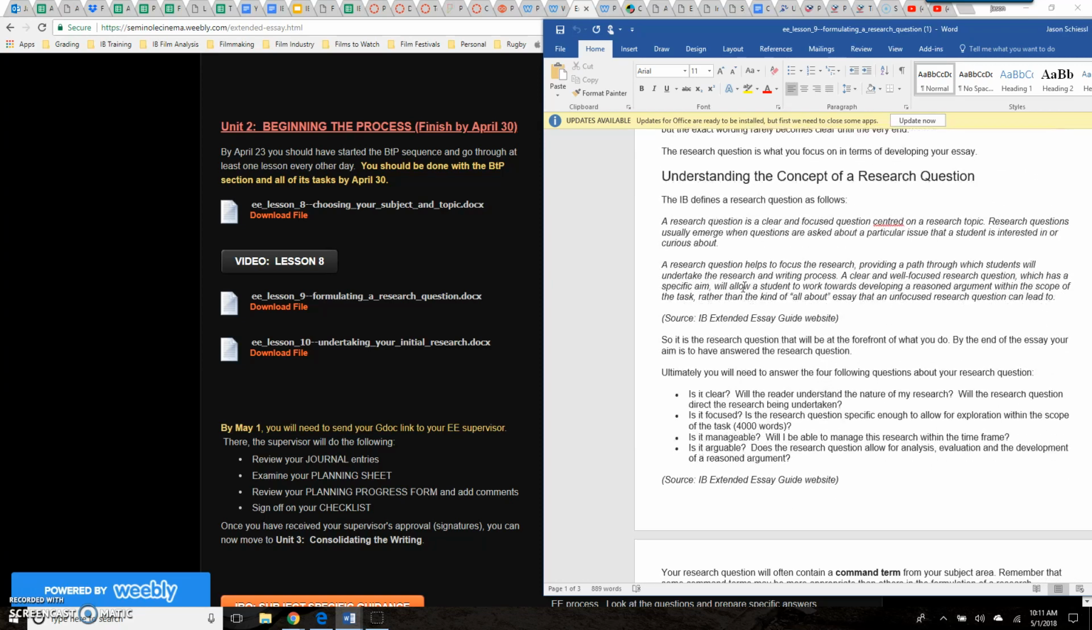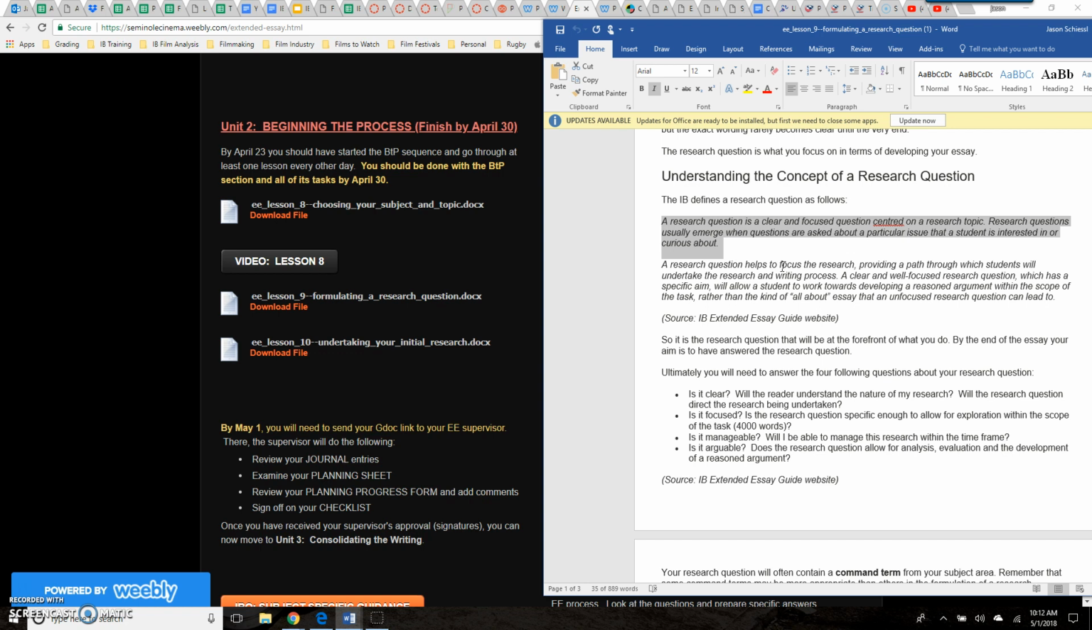So to have a good understanding of what a research question is, let's look at the IB definition. So it states that it is a clear and focused question centered on a research topic. Research questions usually emerge when questions are asked about a particular issue that a student is interested in or curious about. Well, students have already chosen the DP subject and have gone through a process to refine and hone in on a particular topic within the subject area.